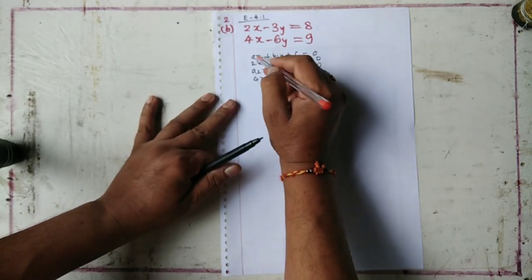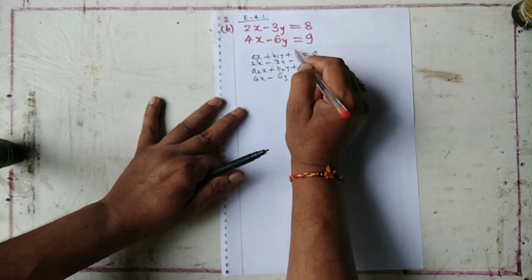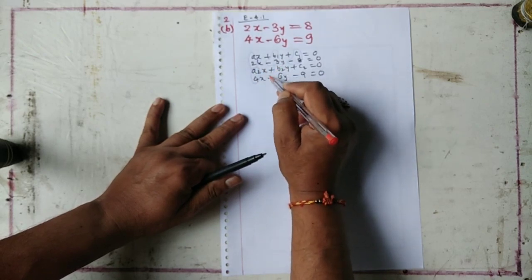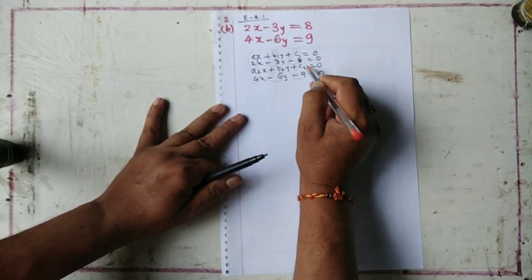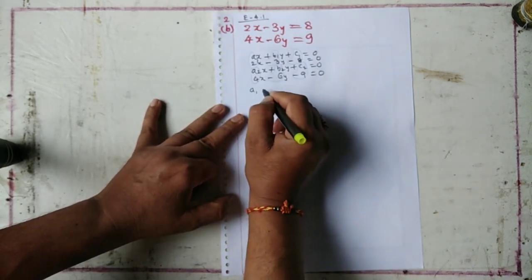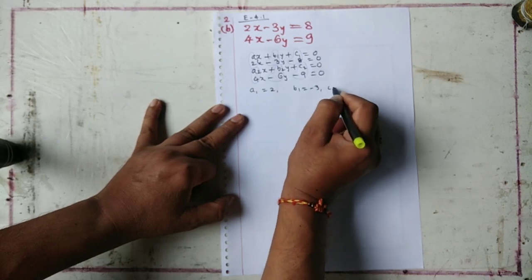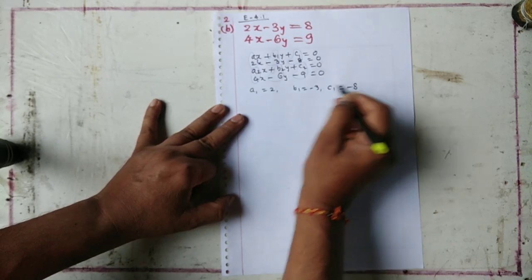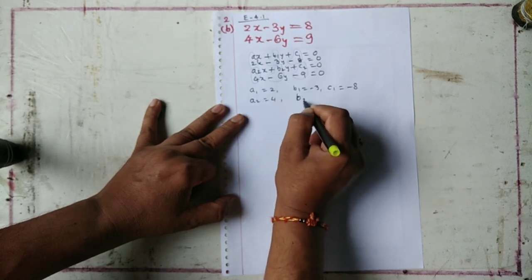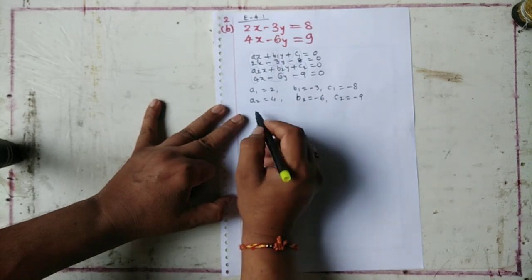On comparing, a1 is equal to 2, b1 is equal to minus 3, c1 is equal to minus 8. a2 is equal to 4, b2 is equal to minus 6, c2 is equal to minus 9.